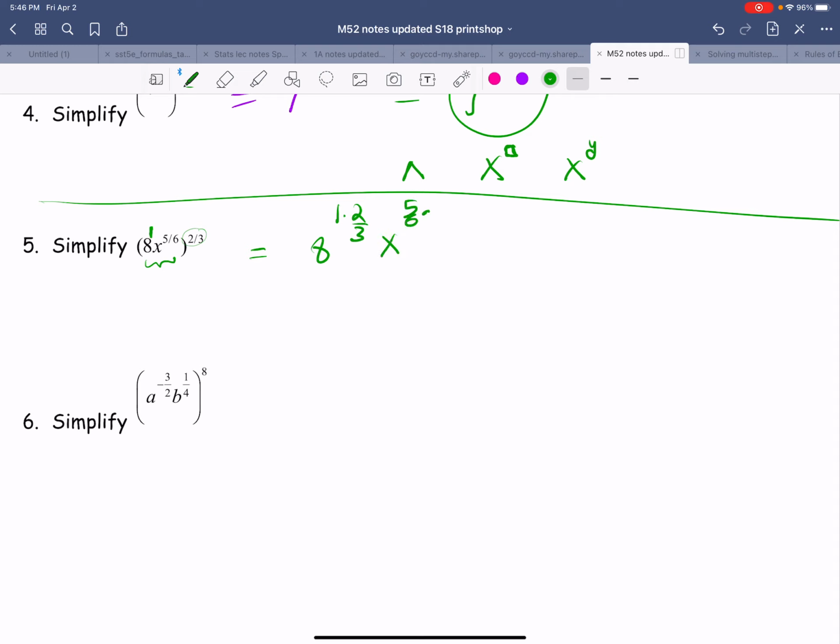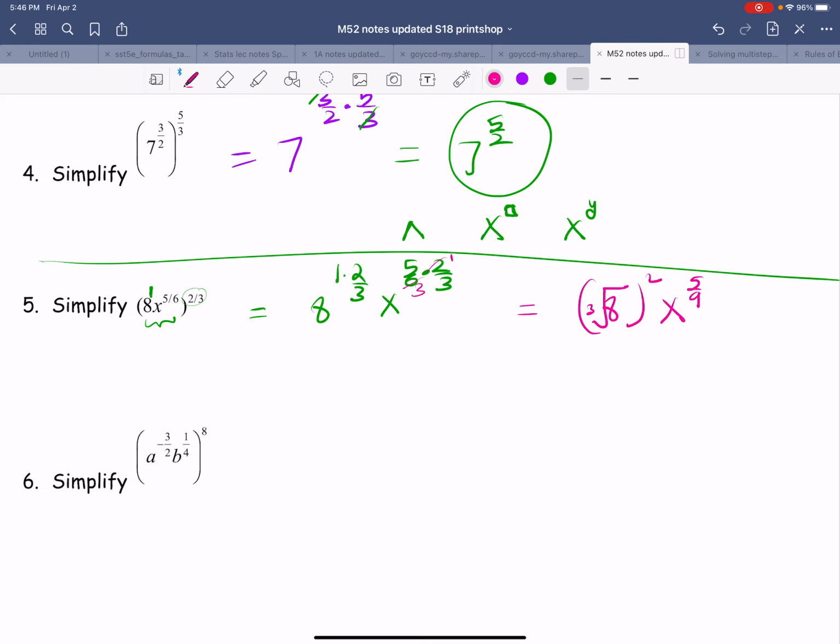X to the power 5/6 times 2/3. Okay, let's go ahead and simplify. So it becomes cube root of 8 to the second power, and we can simplify x to the power 5/9 after we cancel 2 and the 6. So that leaves me with cube root of 8 is 2, 2 to the second power is 4, x to the power 5/9. And that would be our final product to leave my solution in.